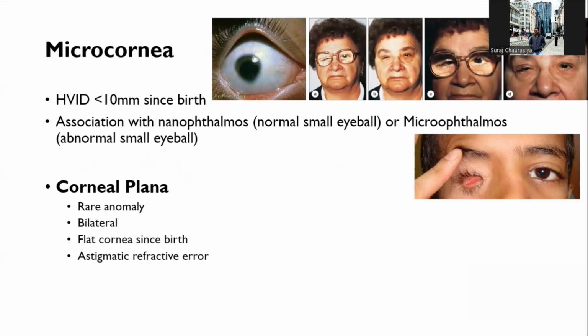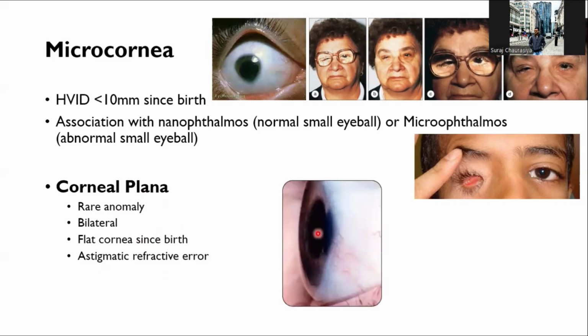Another one is corneal plana. This is also a congenital anomaly of the cornea. Cornea plana is a rare anomaly in which the cornea is bilaterally comparatively flat since birth, and this may be associated with a microcornea. Cornea plana usually results in high astigmatic refractive errors.